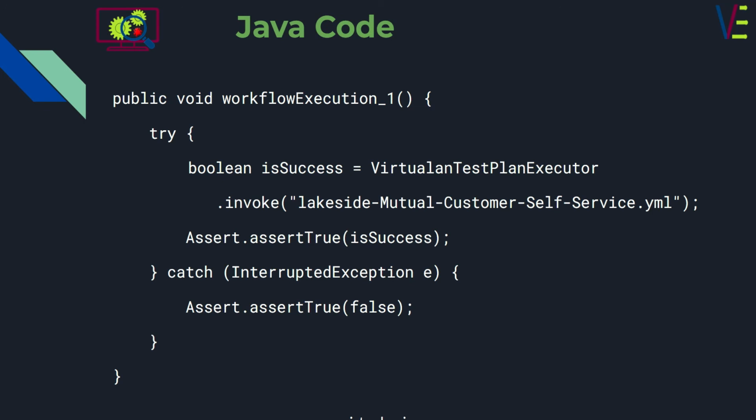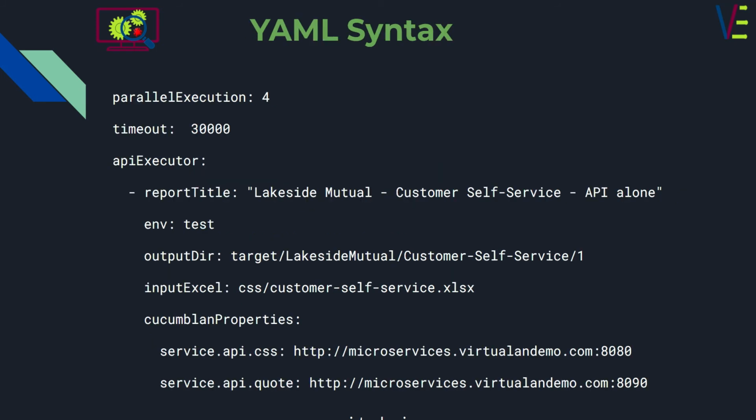And this is the code. This is the only code which you have to write, nothing else you have to do. It is simply 3-4 lines you have to write, and you just run this framework. And this is the YAML file. This is the configuration file where you set the environment, where you store your feature file, where you put your Excel file. All the configuration we can put in this YAML file. This is the YAML syntax.